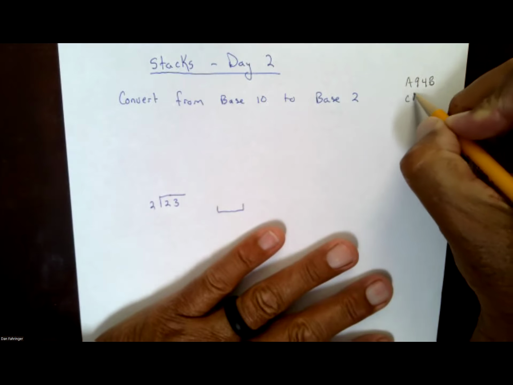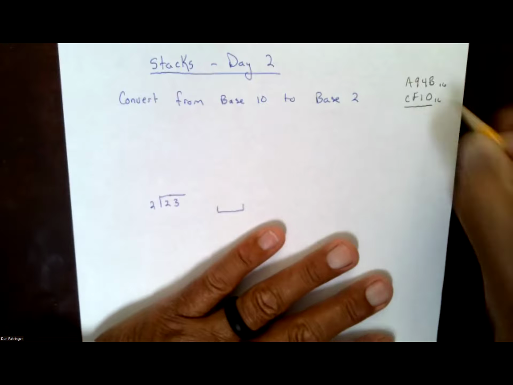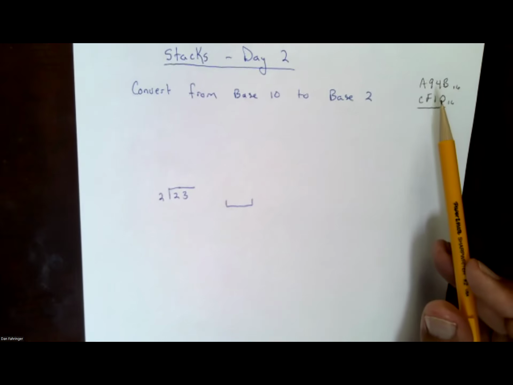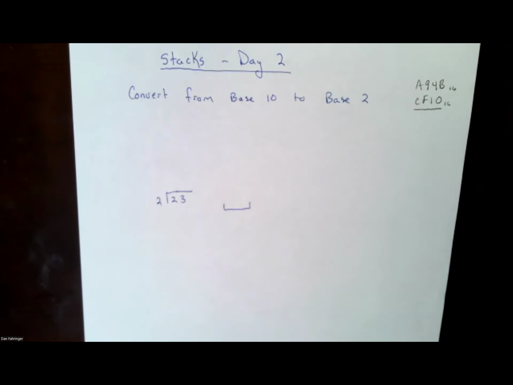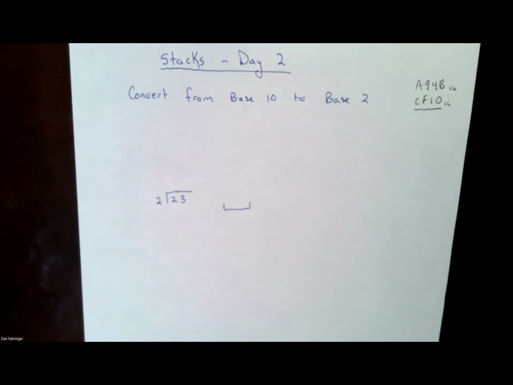But one of the things I may ask the student to do is A94B plus CF10. These are base 16 numbers. And could you add those? Could you think a little bit outside the box and work with what's called hexadecimal? Well, one of the two things we're going to do today, we're going to do a little bit of conversion. We want to quickly be able to convert a number from base 10 to base 2. Base 2 is binary. It's binary digits, it's zeros and ones.